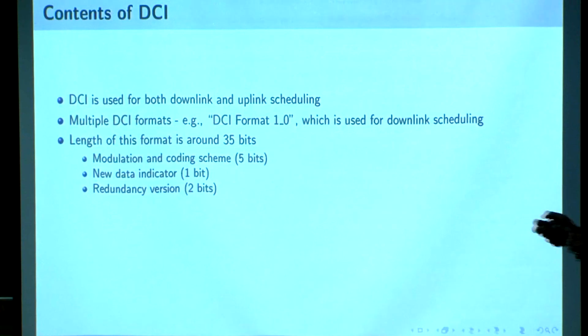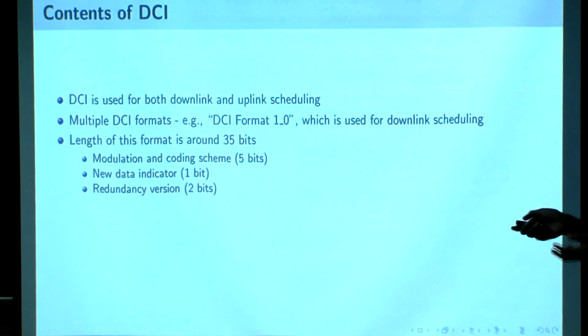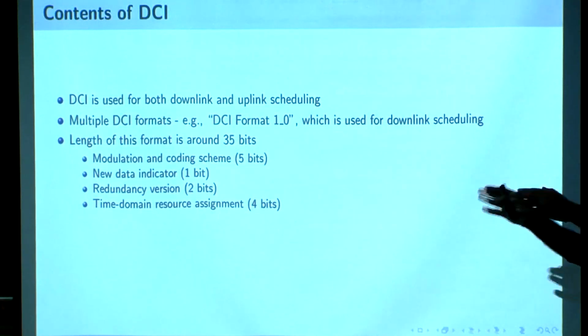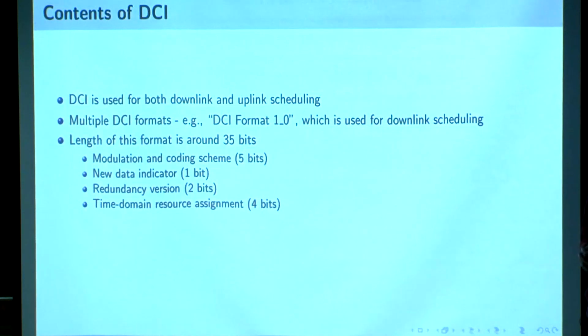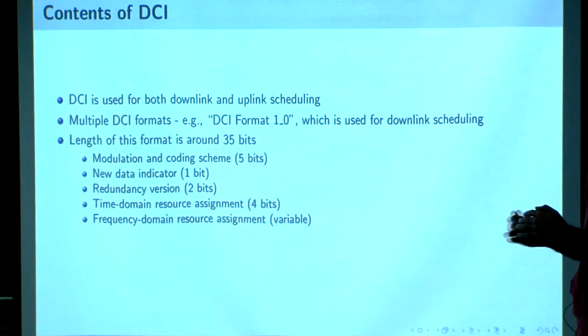You are that precise, because this is all control information. It is overhead, so you want it to be as small as possible, because you are sending this at the expense of data, which finally is not useful to you, because you are going to watch a video. This helps decode the video, but it is not the actual video. Then time domain resource assignment: in which symbol the data is being transmitted. There are 14 symbols, so you need 4 bits. Frequency domain resource assignment needs a variable number of bits; I'll show you why it is variable.